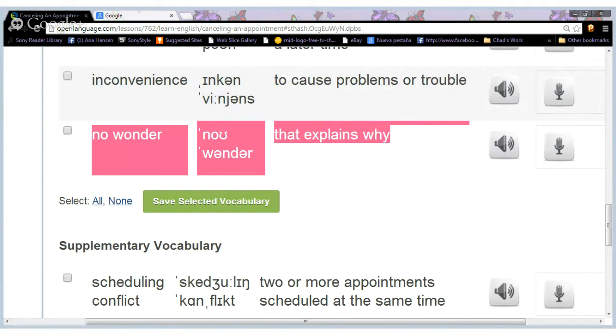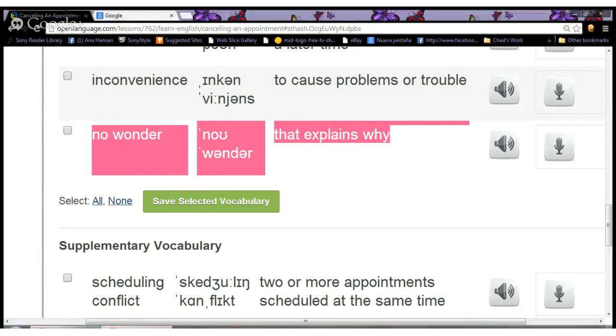No. Doesn't come. Okay, it's still not showing up? Yes. Okay. Excuse me, it's too small at the moment. To wonder, explains why.